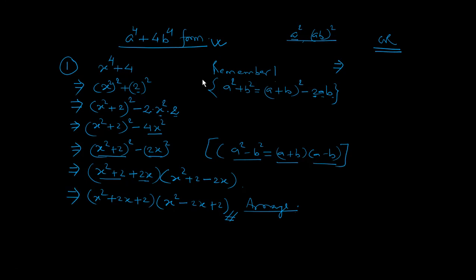Let me change the color of this. Firstly, we are given (x²)² + 2². Then our target is expressing these terms in (a + b)² form. So simply (x²)² + 2²: what is a? x². And what is b? 2. So we write 2ab, because the b term is 2, plus 2².